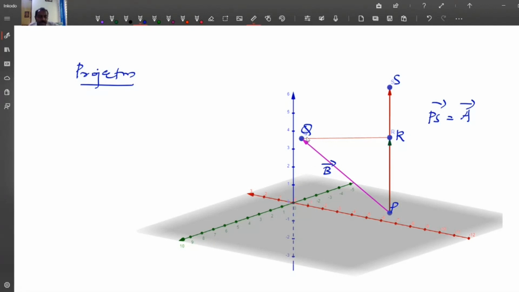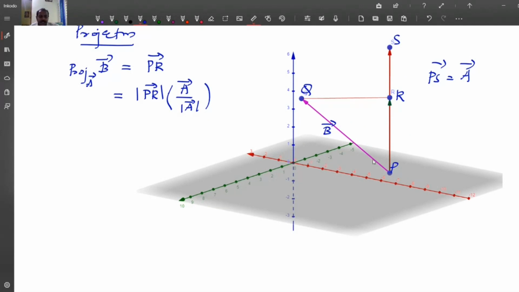Then from the figure we can see that the projection of B on A is nothing but the vector PR equal to modulus of PR, that is the magnitude of the vector PR, times the direction of the vector PR, which is in the direction of the unit vector A by modulus of A. So this is the vector PR. Its modulus is modulus of PR and the direction is A by modulus of A.